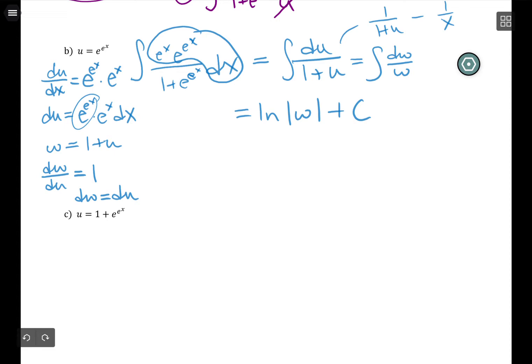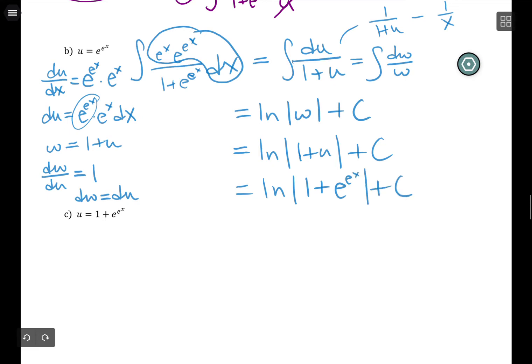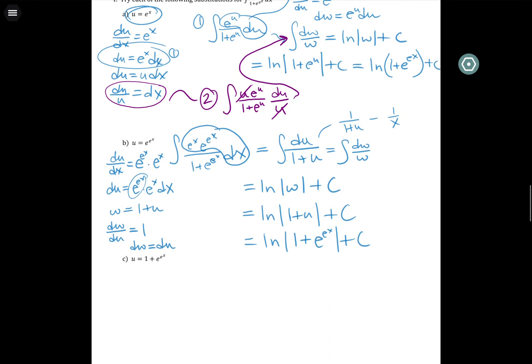And then I just have to work my way back out through some substitutions. So w was 1 plus u, and u was e to the x, so we get the natural log of 1 plus e to the x plus c. Okay, so we got all the way through. So let's compare notes. The natural log of 1 plus e to the x plus c. It looks perfect. I didn't drop my absolute values this time, but you can if you would like to.